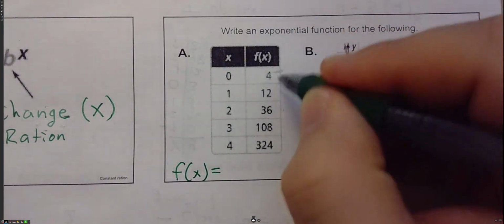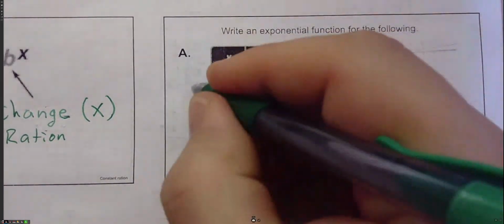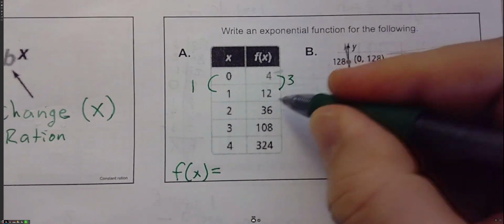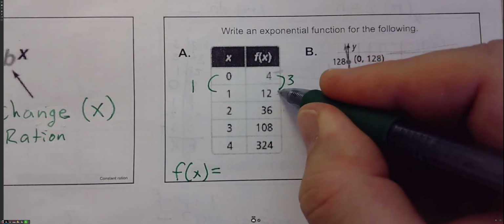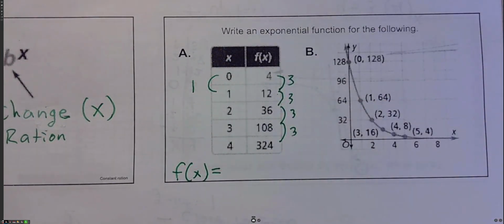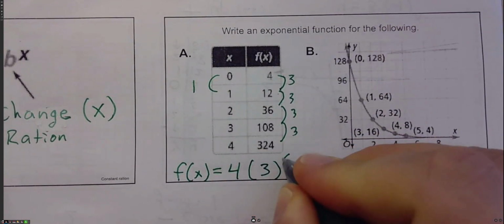I have to figure out what this change is. If it goes up by 1 here, what is it multiplying by? 3. You'll notice that each time it jumps by 3. It's being multiplied by 3 as we go up. Where is it starting? What's our constant? 4. So this is 4 times 3 to the x.